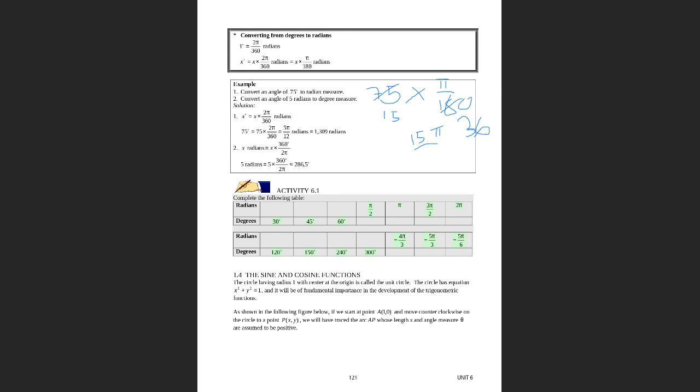But you have to know that 3 can go into 15 5 times, and 3 can go into 36 12 times. So you are going to have 5 over 12 pi. Any questions?